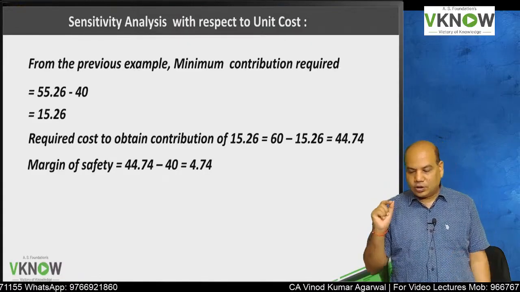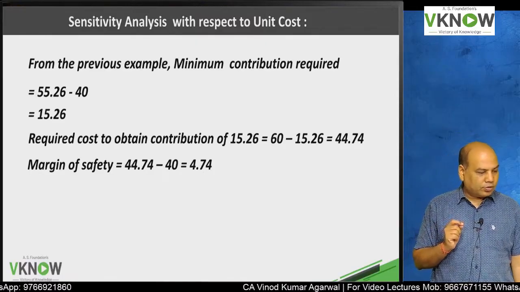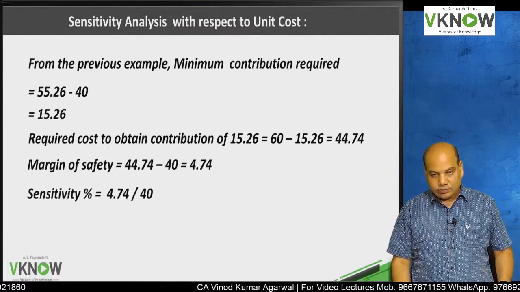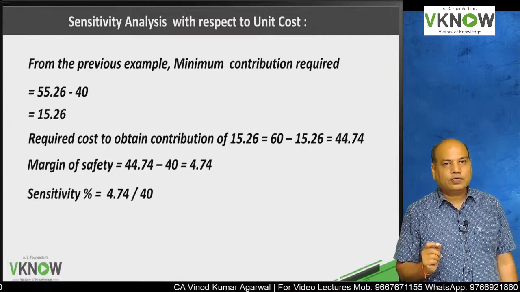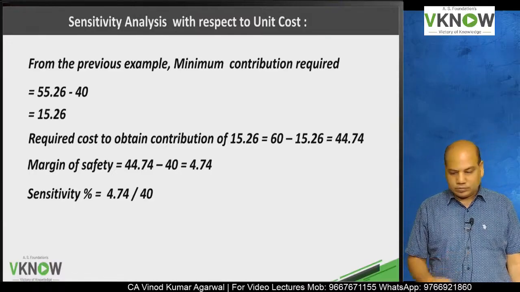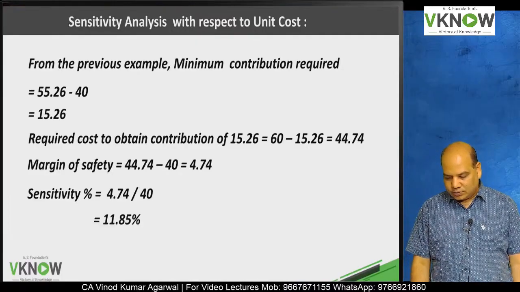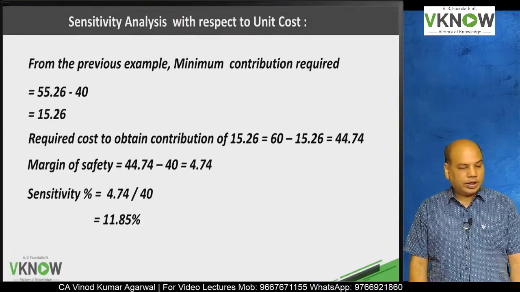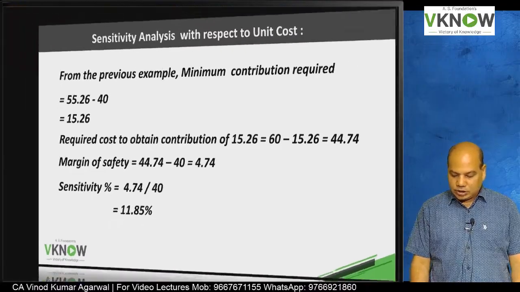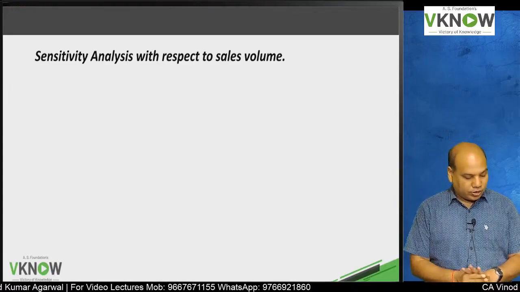Margin of safety: 44.74 minus 40. 44.74 minus 40 is 4.74. Therefore sensitivity percentage will be 4.74 divided by 40, 11.85%. 11.85% is the answer. Next is sensitivity analysis with respect to sales volume.